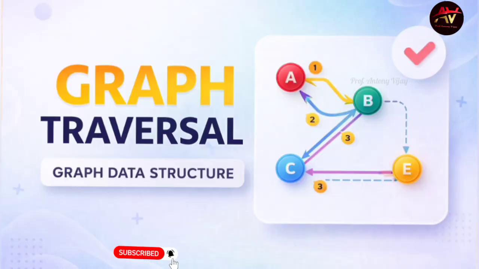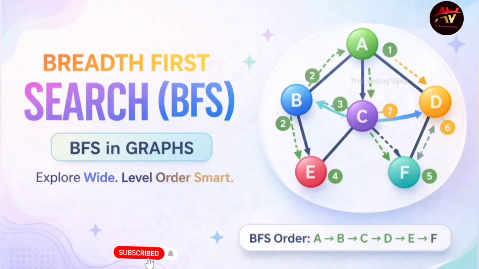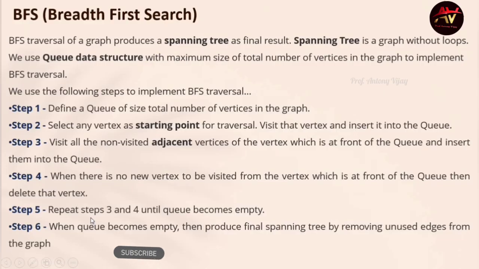This is Anthony Vijay. In this video, I am going to explain breadth first search from graph traversal. First of all, we will see the introduction part of breadth first search. The final outcome of the breadth first search is a spanning tree. The spanning tree is a graph without any loops. Okay, this is called the spanning tree.